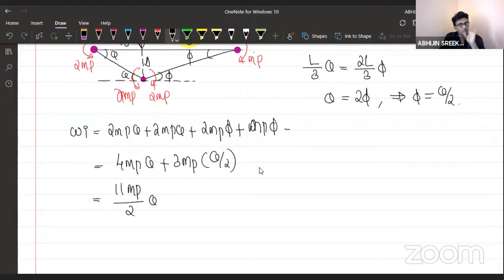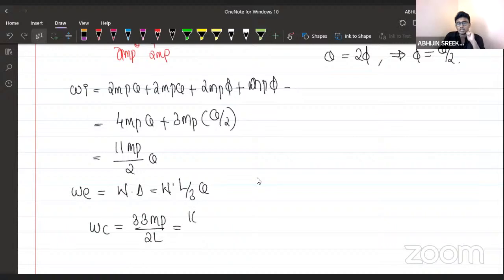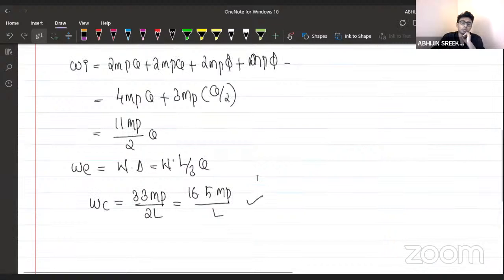You can write it in terms of phi also. Whatever is convenient to you, you can do that. External work done will be equal to W into delta. As I have written internal work done in terms of theta, let us write delta also in terms of theta. What is that value? L by 3. Yes, W into L by 3 into theta. From this, we can calculate the collapse load. Collapse load will be equal to 33 MP divided by 2L, that is 16.5 MP divided by L. So this is the collapse load for mechanism 1.